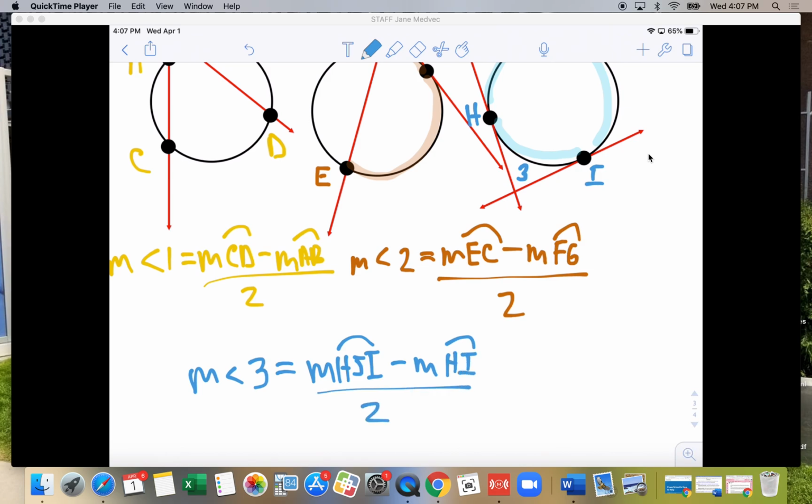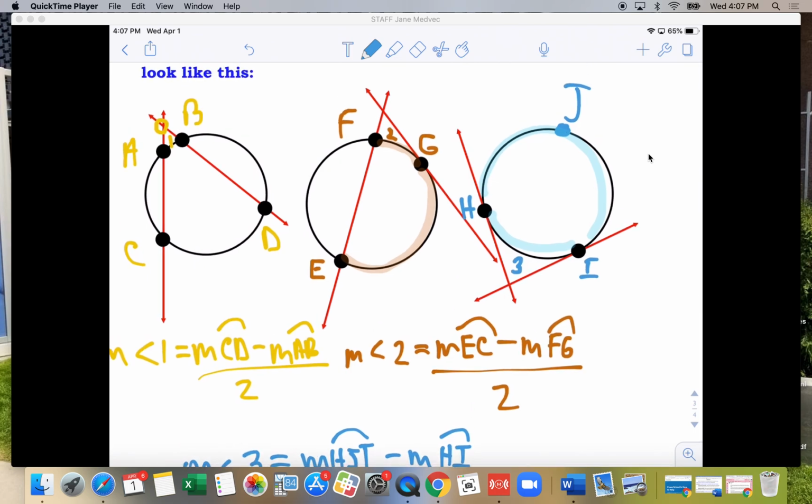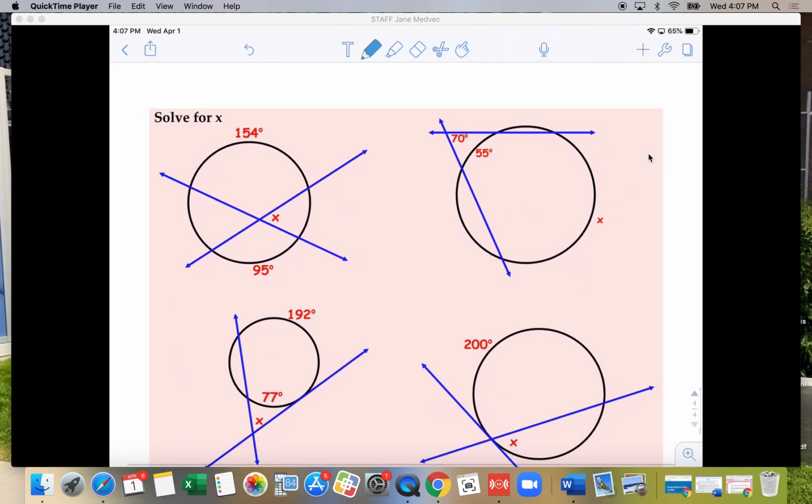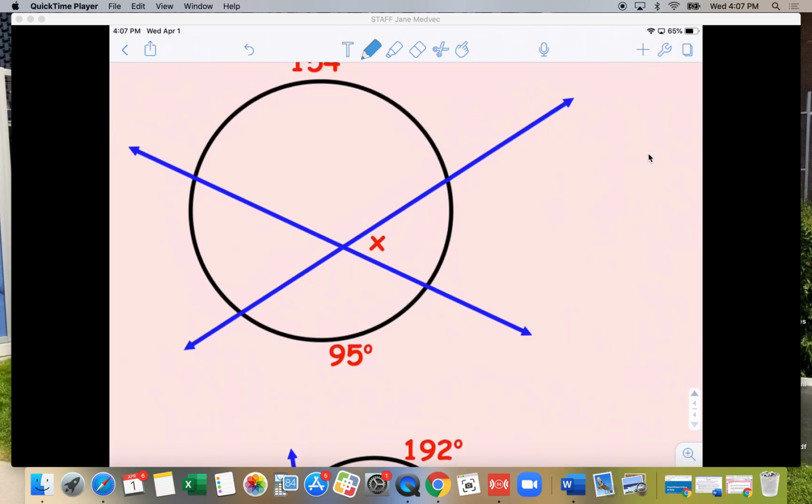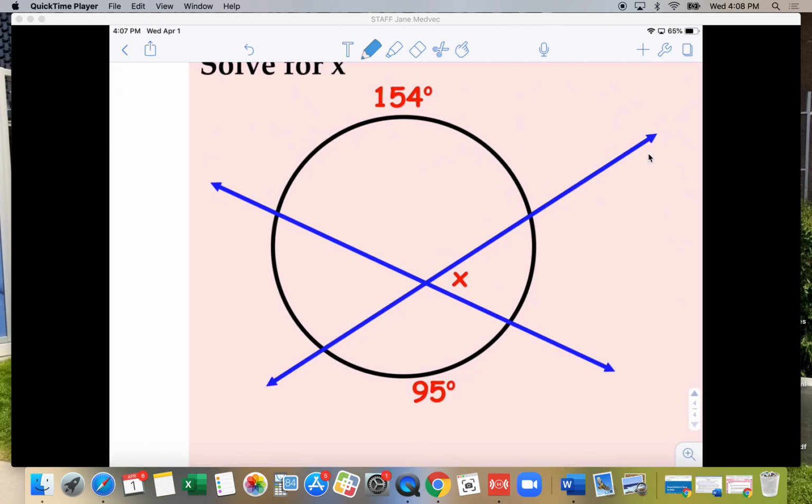minus the measure of arc HI, and that's going to be over 2. So again, you take the larger arc, you subtract the smaller arc, and you divide it by 2. And notice that the intersection of each one of these lines is on the outside. It kind of depends on what those lines look like. All right, let's go down and let's solve some problems. So if I take a look at this first problem, think to yourself, where do those lines intersect? Notice that they're intersecting inside the circle.